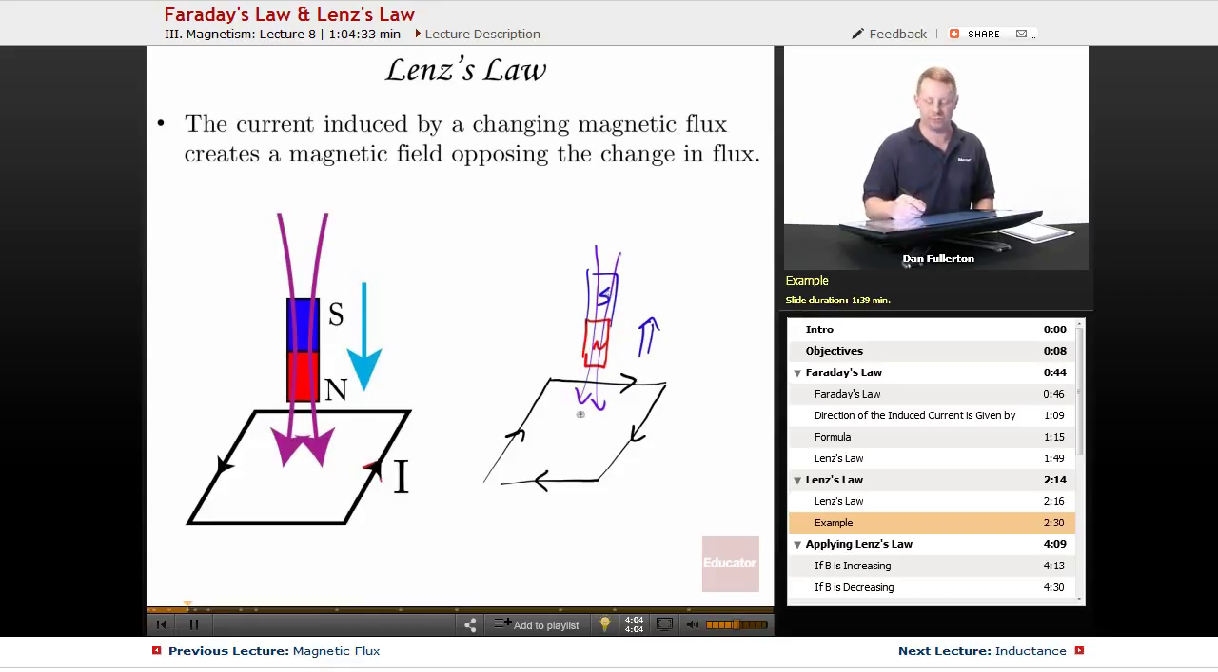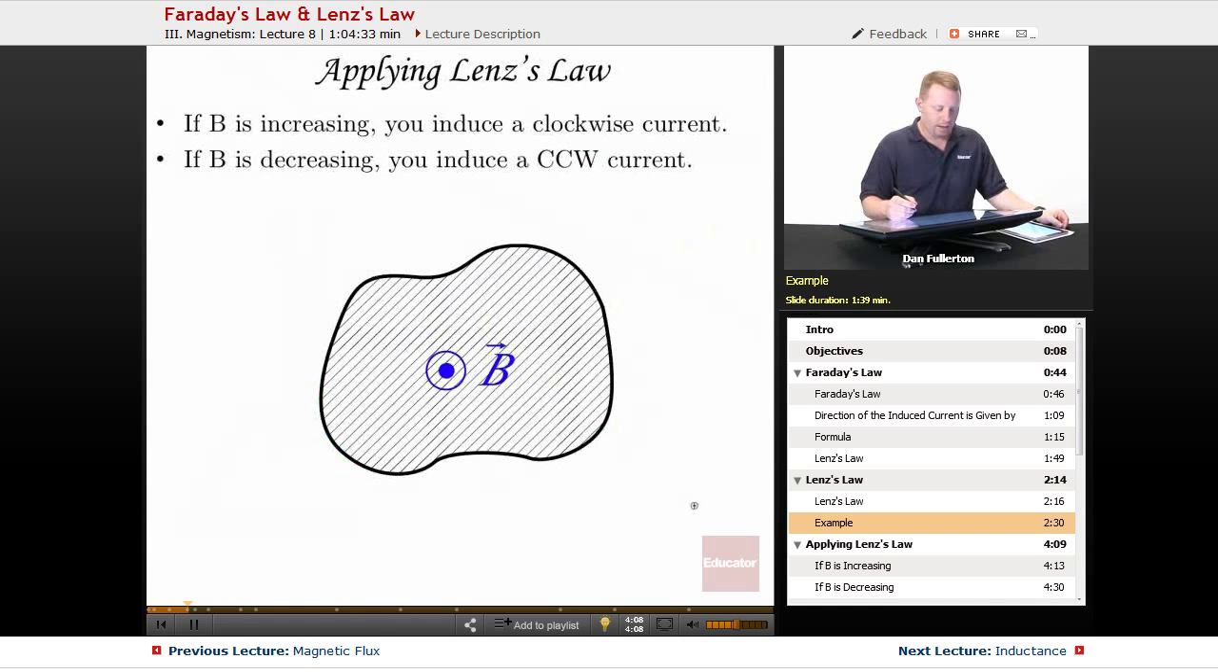And it's really just a matter of practice. So here we go. If we have a sample like this, if the magnetic field is increasing, we're going to induce a clockwise current. Why? As we take our thumb and point it out of the page, if it's increasing, we want to oppose that. So to oppose that, we go the opposite direction, wrap the fingers of your right hand, and you get clockwise.